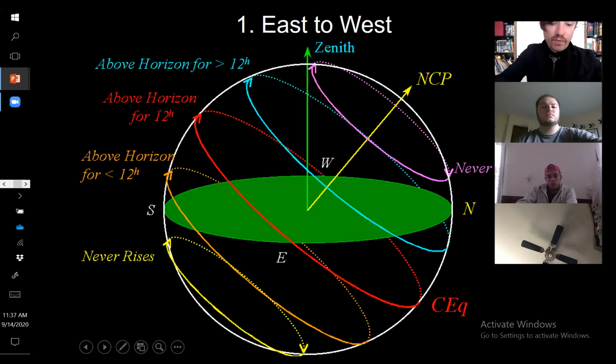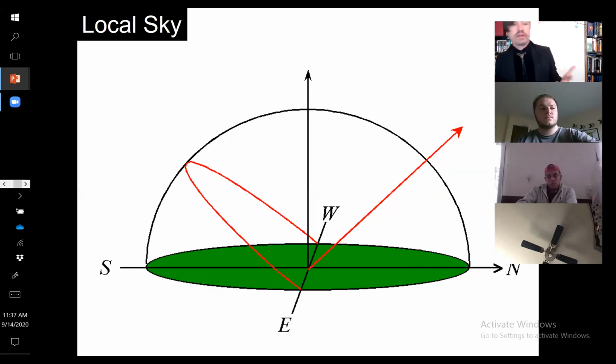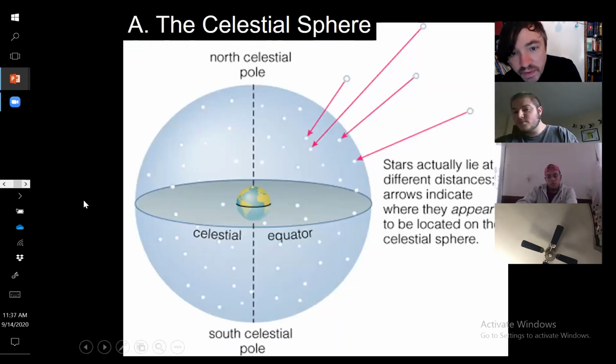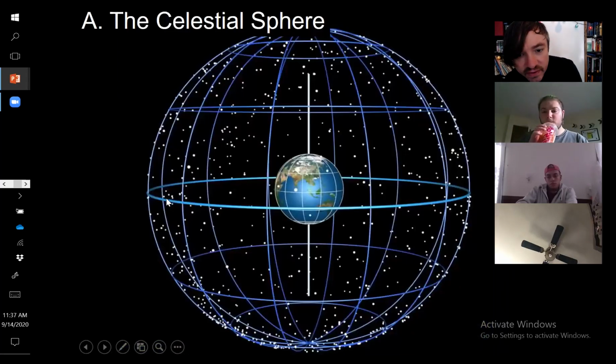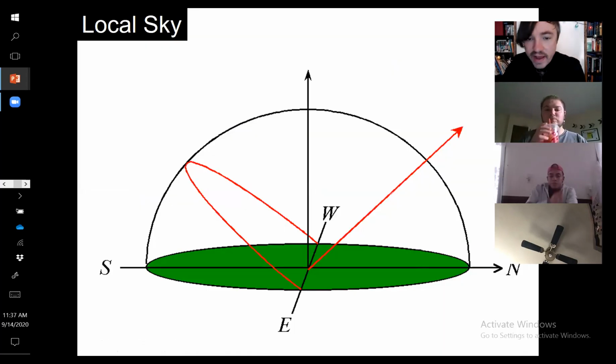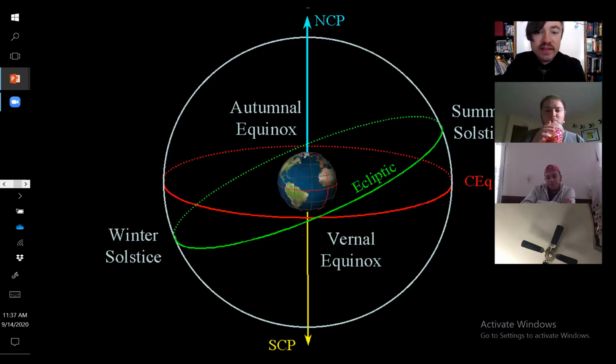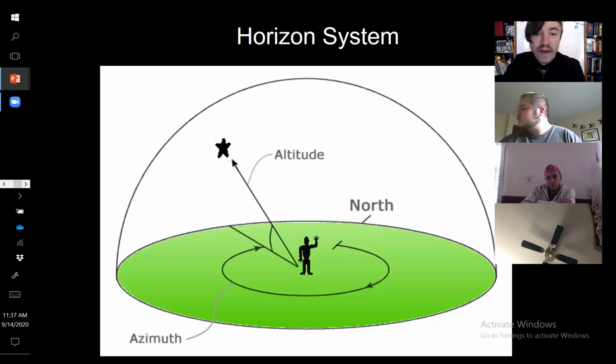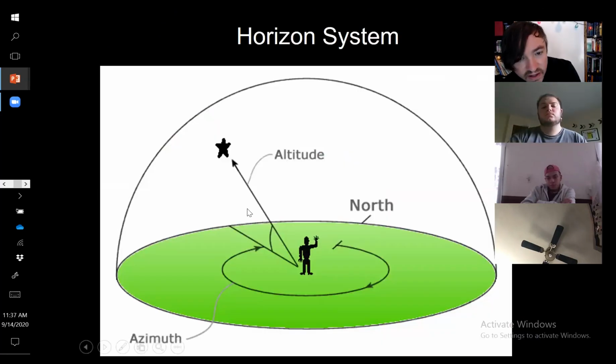So back to slide 47. One of the ways we learned how to describe the position of stars in our local sky was by using something called the horizon system. The horizon system was a simple way of describing the position of a star using altitude and azimuth. Altitude is degrees above the horizon. Azimuth is degrees along the horizon.